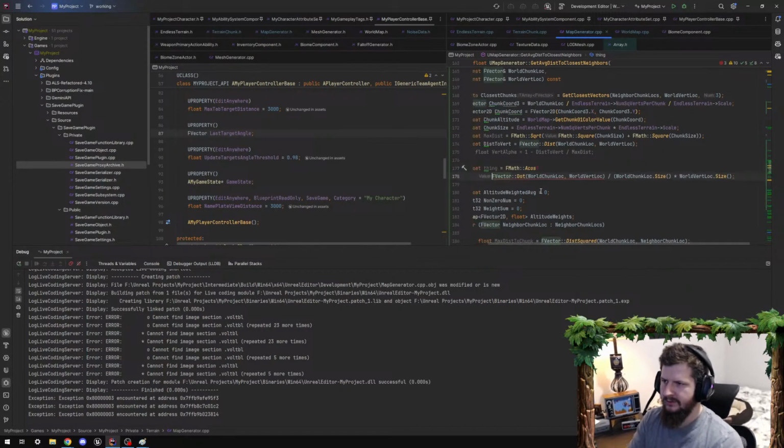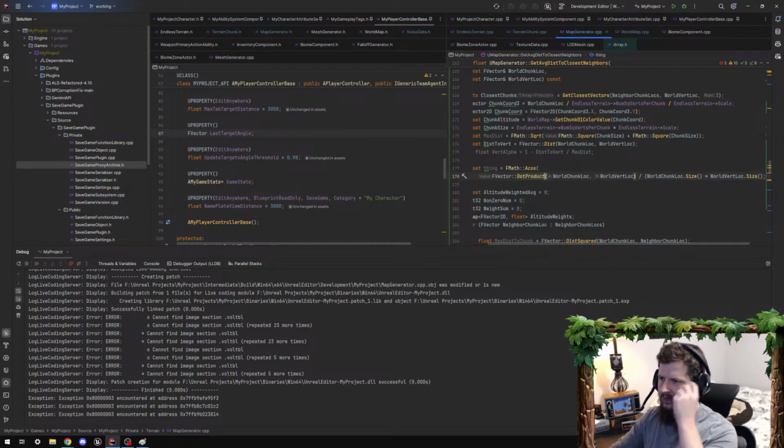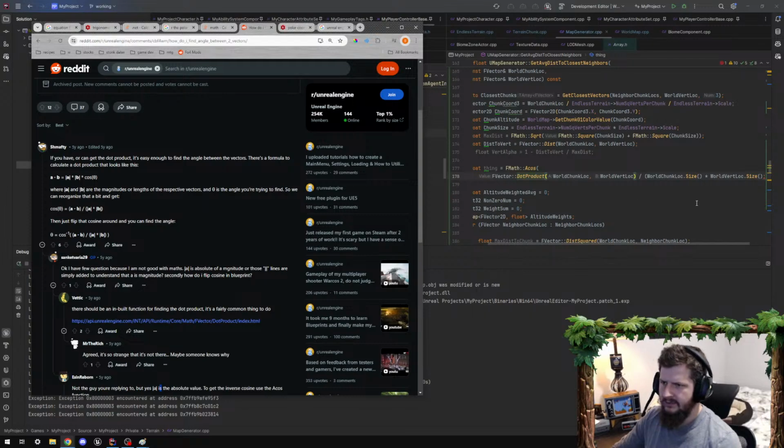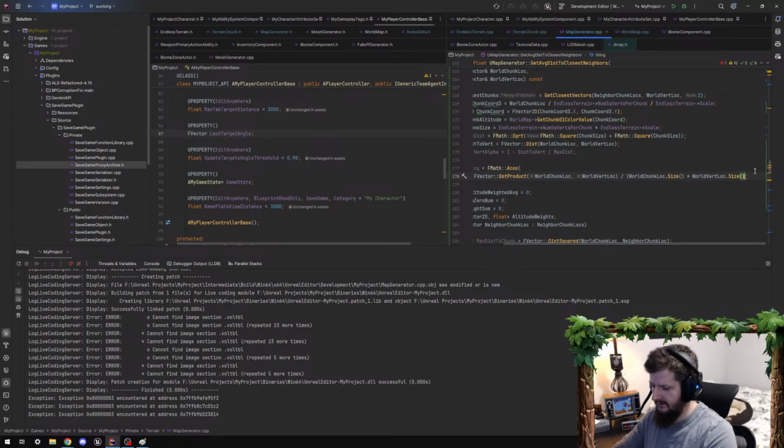Copilot, have you figured out what I'm trying to do here? Oh okay, that was the non-static version of it. That makes sense. And then divided by the magnitude, which is the size. Okay, so Copilot actually figured out what I was doing here, which is crazy.